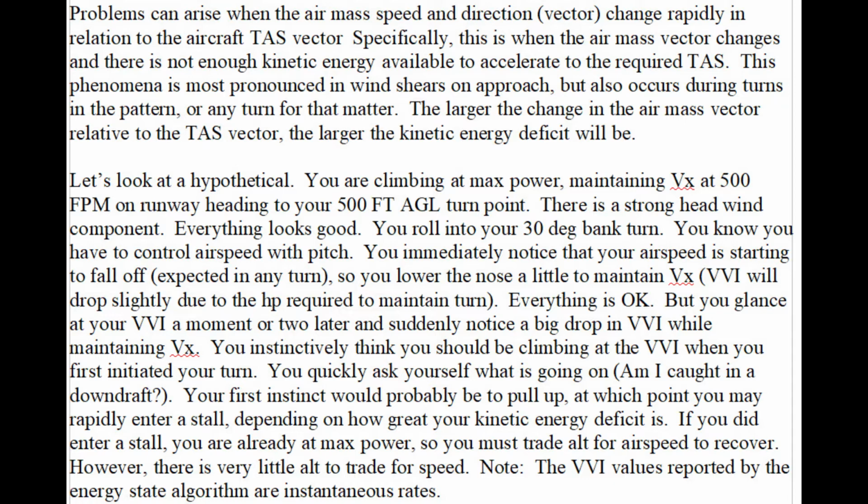You immediately notice that your airspeed is starting to fall off, which is expected in any turn. So you lower the nose a little to maintain V sub x. VVI will drop slightly due to the horsepower required to maintain the turn. Everything is okay, but you glance at your VVI a moment or two later and suddenly notice a big drop in VVI while maintaining your V sub x. You instinctively think you should be climbing at the VVI that you first noticed when you first initiated your turn. You quickly ask yourself what is going on.